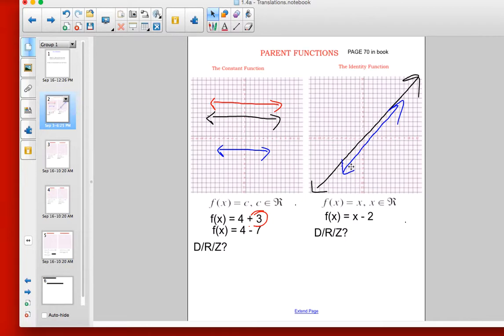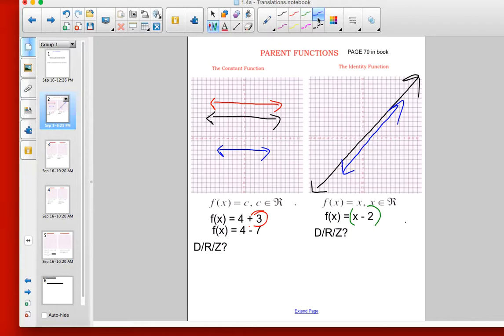They should be parallel. Now what we're going to start talking about is what if I make this in parentheses here? So this minus 2 is now inside of a parenthesis. Well, now the minus sign means right 2.